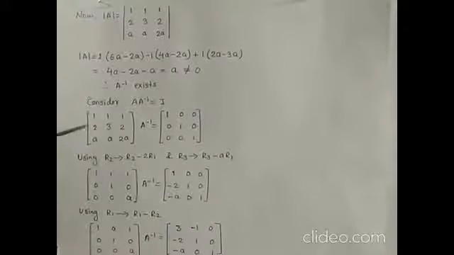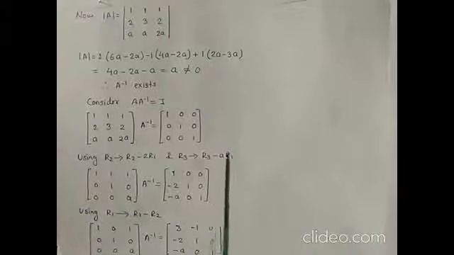Simply R2 minus 2 times R1, because it is 2. R2 minus 2 times R1. 2 minus 2, that will become 0. And to make this a 0, what will we do? We will get 0 in place of a by subtracting a. That means we will multiply the first row by a. Then we will subtract that a from this a. That means R3 minus a times R1.